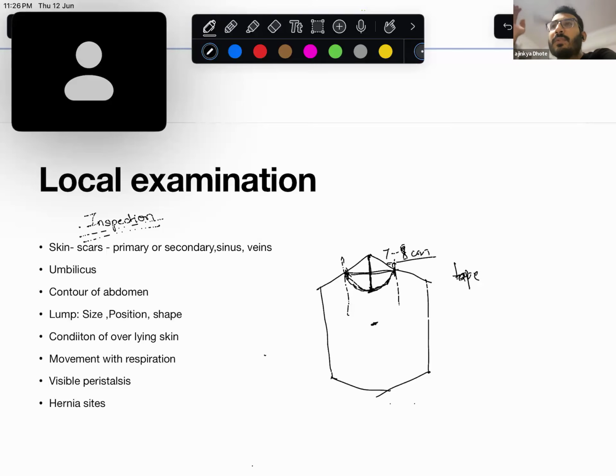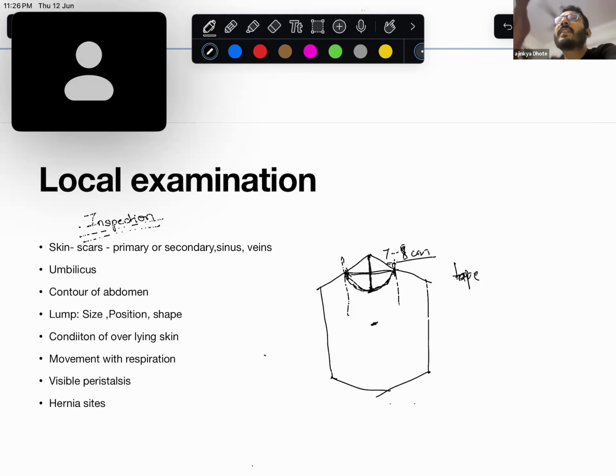Okay, so only those organs that are attached to the diaphragm will move with respiration. So a better way to remember all of this is any lump that is below the umbilicus will not move with respiration. Anytime in the exam you get a lump that is below the umbilicus, never utter the word that it's moving with respiration or not moving with respiration. Don't say anything.